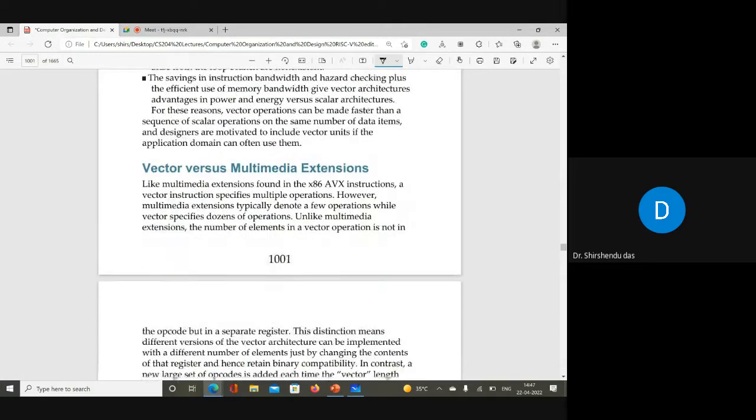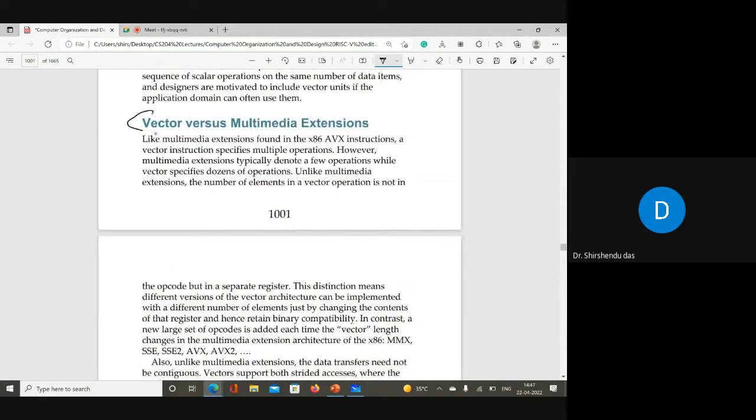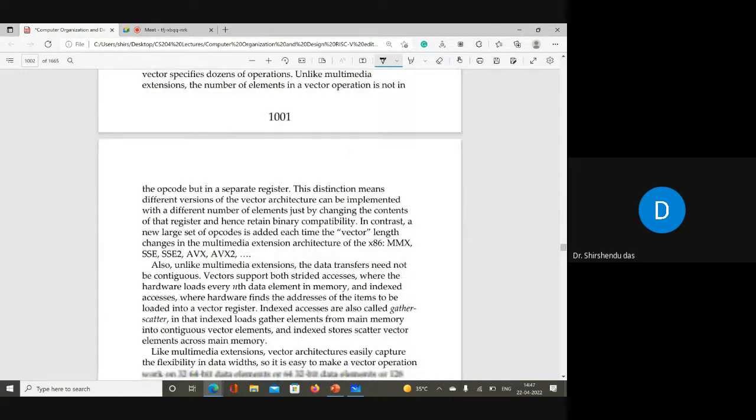Okay, so no need to read this section. You can ignore this subsection.